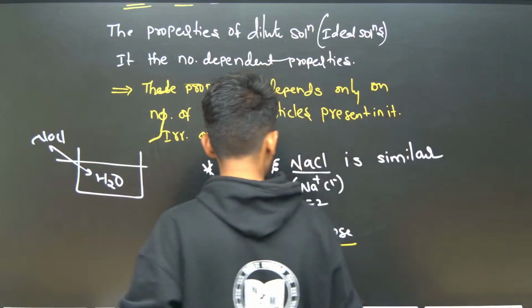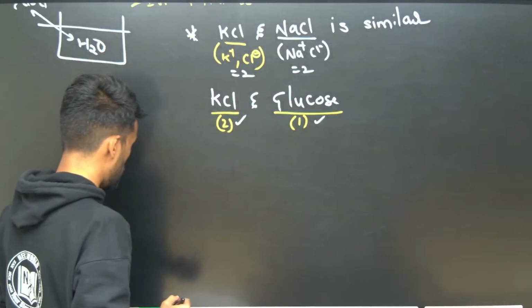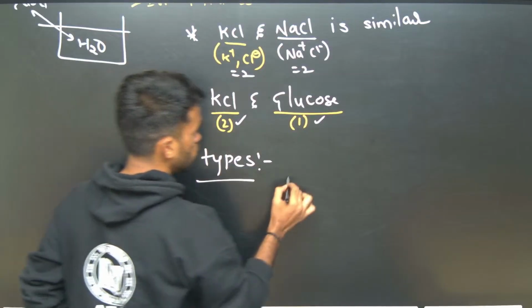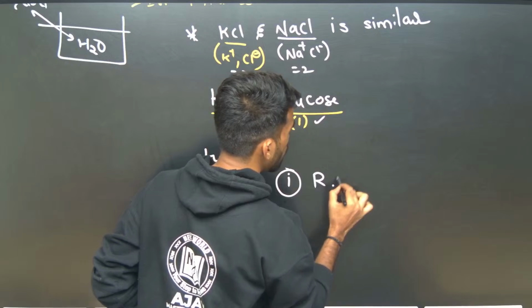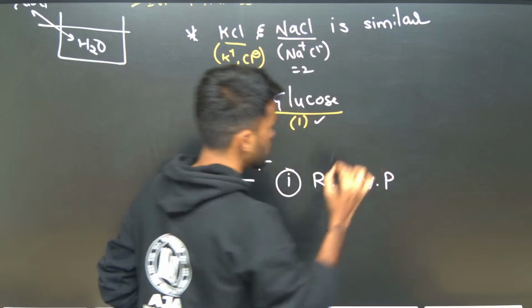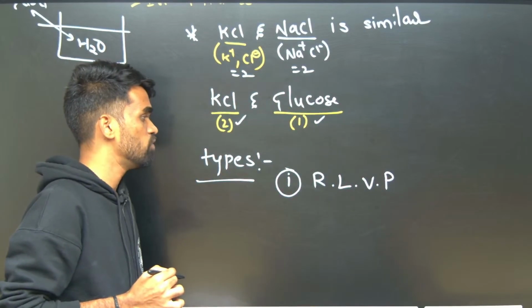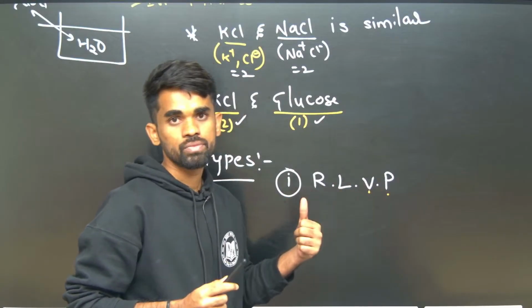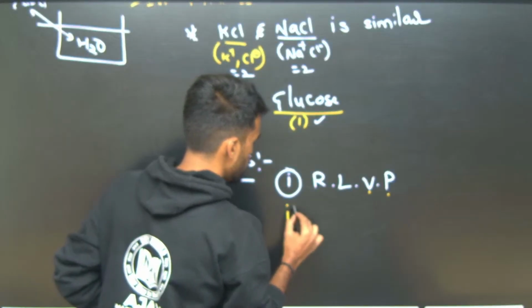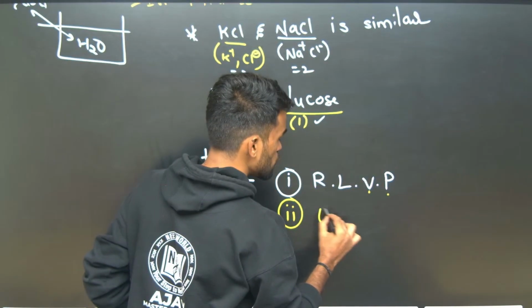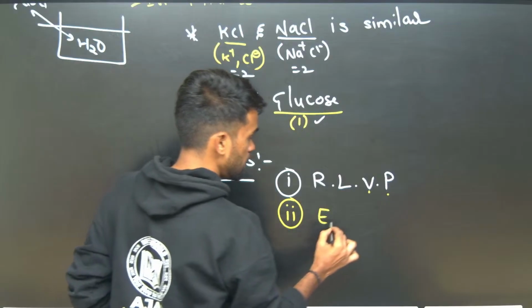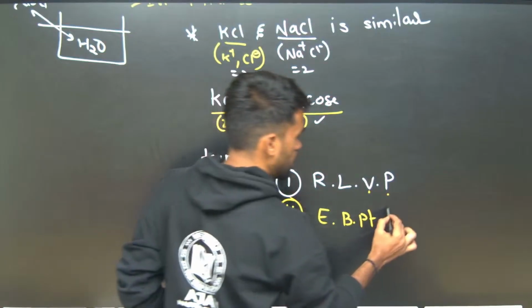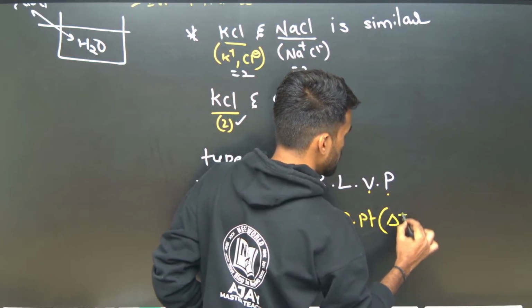Now what are the types we have? How many types of colligative properties? I am writing types of colligative properties. The first one is relative lowering of vapor pressure, you can write as RLVP. The second one is elevation in boiling point, I am writing EBPT, elevation in boiling point indicated with delta TB.